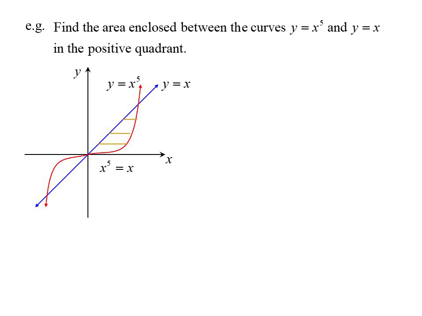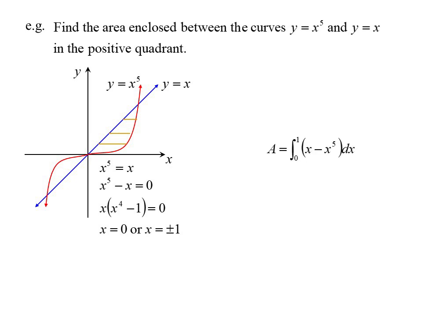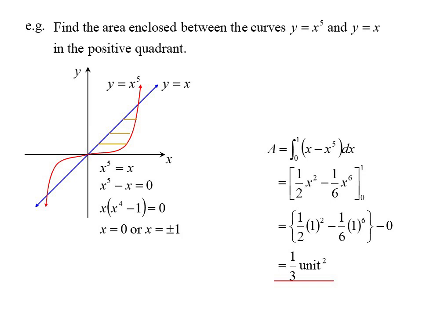When does x to the power of 5 equal x? Well, if we're unsure, we can go and solve it. But there are 3 points. Obviously, the one over here is -1, then 0, and then +1. So we're interested in +1. Top one minus the bottom one: x minus x to the power of 5. We're going from 0 to 1. Let's just integrate. Add 1 to the power over the power. Substitute in. We get our answer, 1/3.